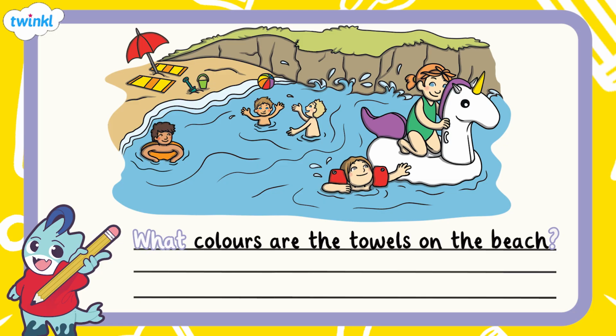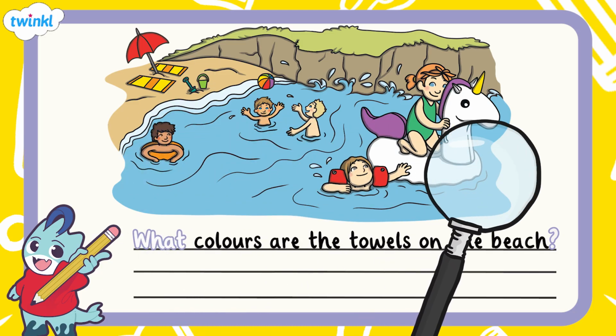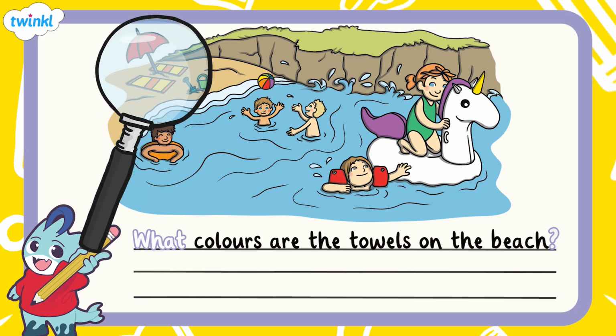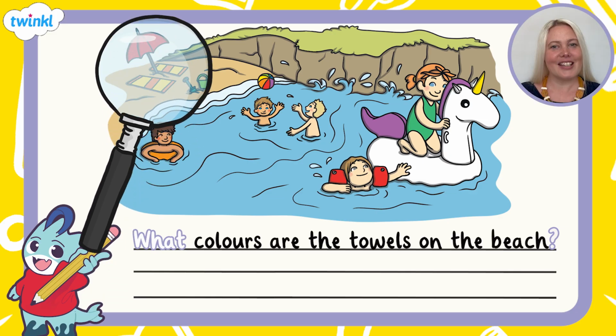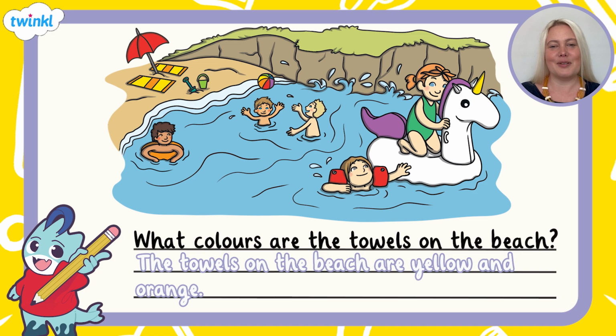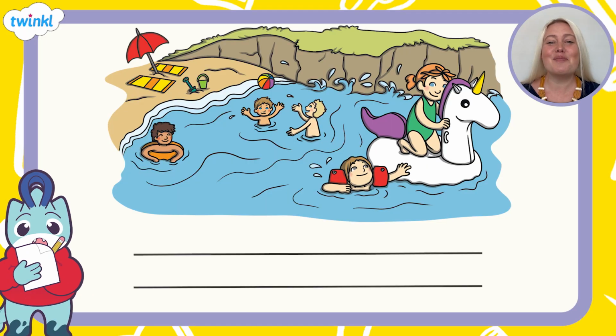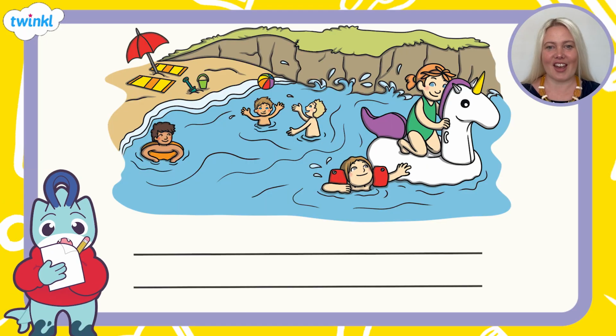Let's look for the answer to Blot's question in the picture. What colours are the towels on the beach? The towels are yellow and orange. Now Blot is going to write a question for you to check. Let's look at the picture and read the question together.